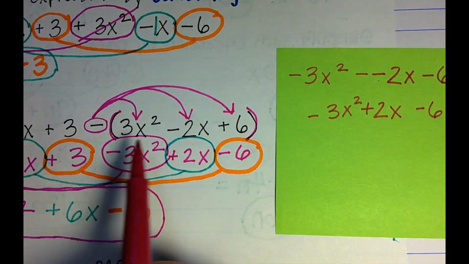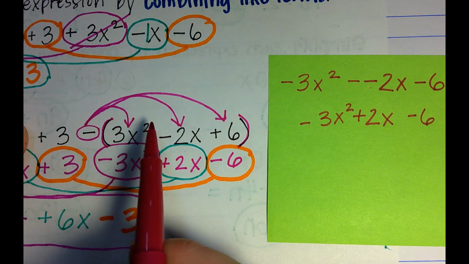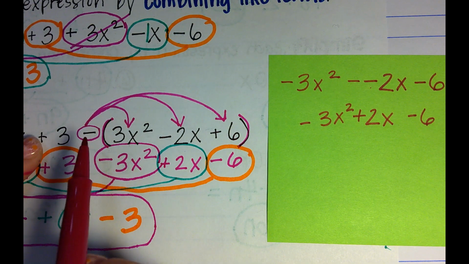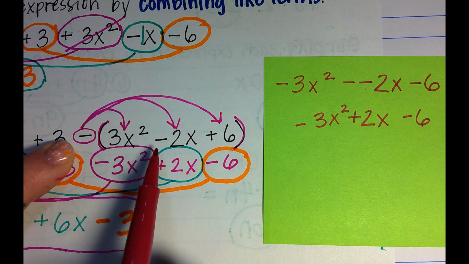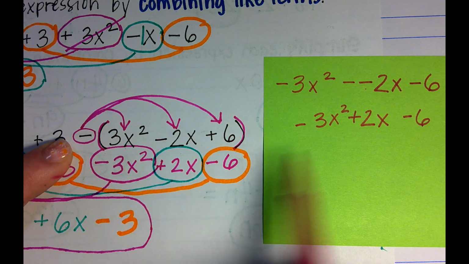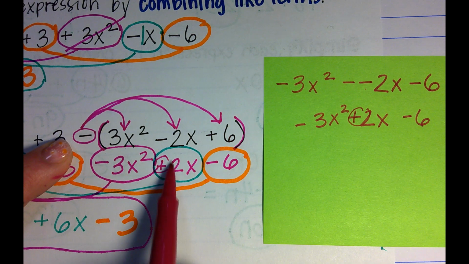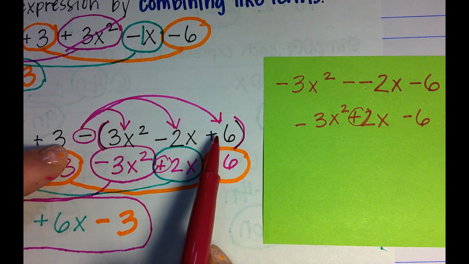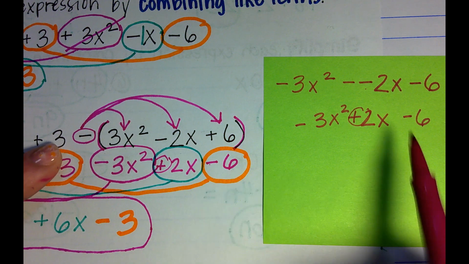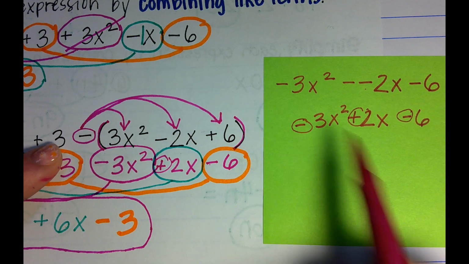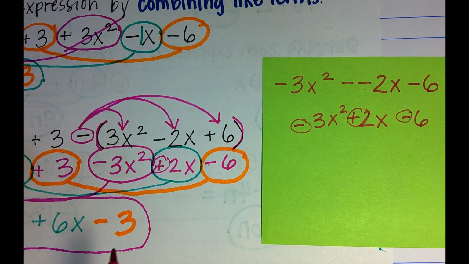And that's how we got from positive 3x squared to negative 3x squared. We're subtracting 3x squared. We're subtracting negative 2x, which is the same thing as adding. Then we're subtracting positive 6, minus 6. And that's where all of those came from. Okay. I hope that helps a little bit.